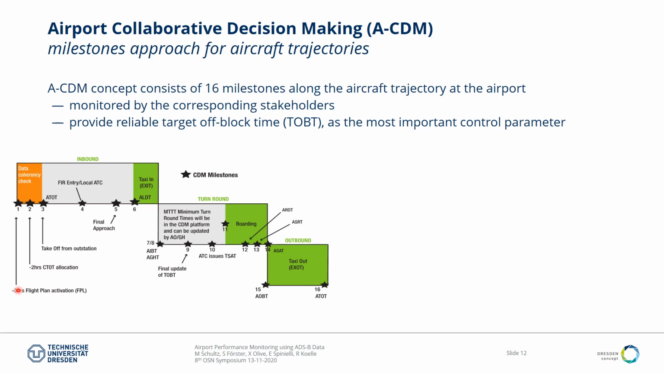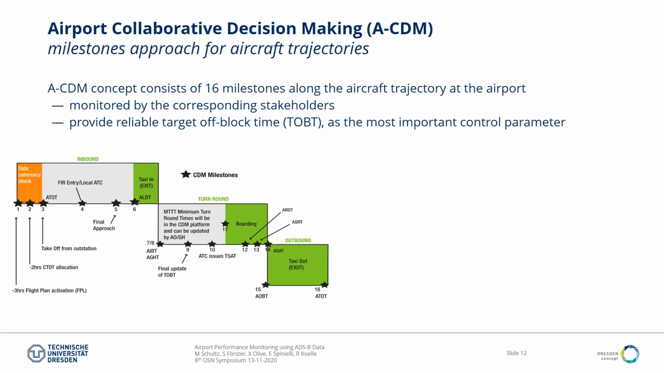So for example, here you can see 3 hours before the aircraft lands, the flight plan will be activated. The flight enters our flight information region. Here the aircraft is landed. The aircraft is in blocks, so the aircraft turnaround can start. Even passenger processes are covered by this, and the aircraft is leaving the airport.